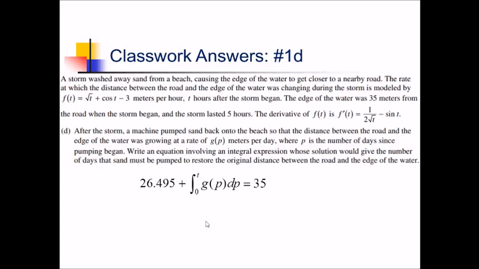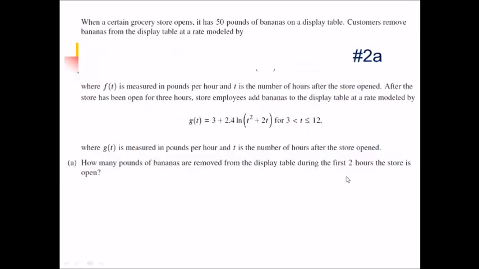Now, another way of writing this, you could have written it as follows. I could take the change in the distance between the road and the water after the storm. That's what this integral from 0 to 5 of f of t is giving us. If I take that change and negate it, because it's originally going to be negative because you're losing that distance, if I make this positive now, then that should equal the amount of sand that I have to pump back in over t days.